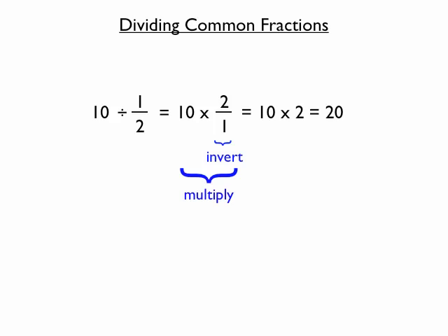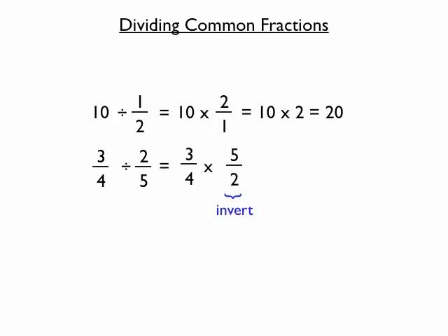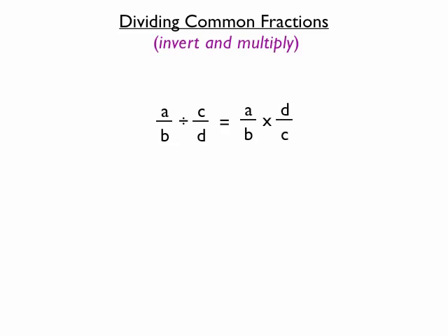Let's do one more example. To do 3/4 divided by 2/5, we invert the 2/5 to make 5/2 and multiply. Now we just apply the multiplication rule to see that the answer is 3 times 5 over 4 times 2, or 15/8. The general rule for division is a over b divided by c over d is equal to a over b times d over c.